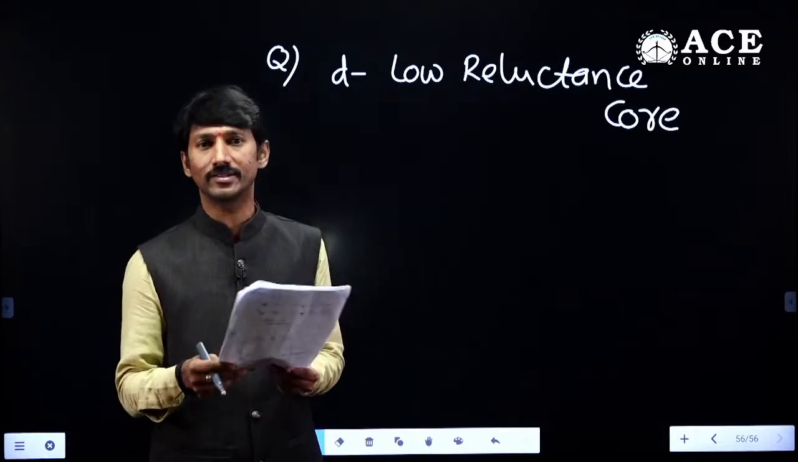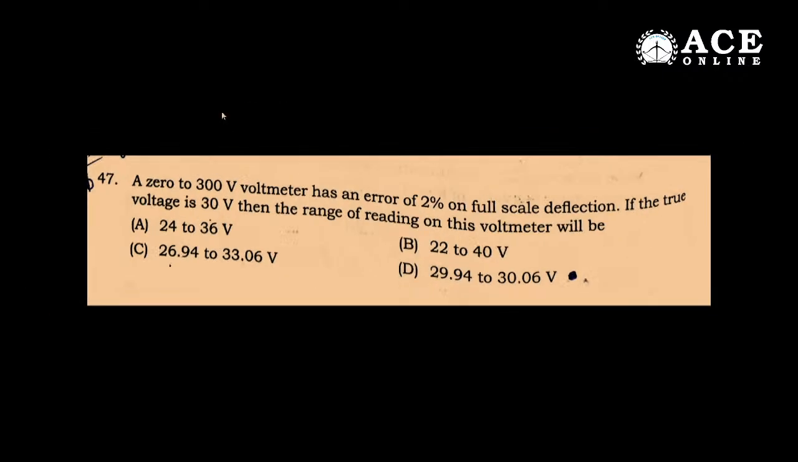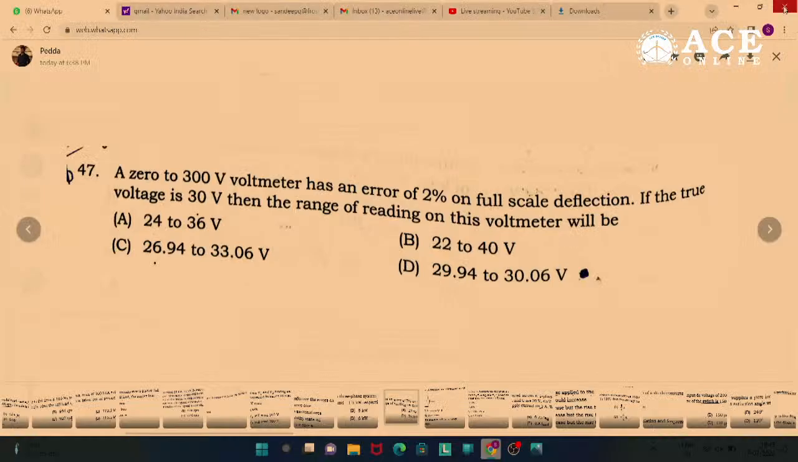This is based on error analysis, and we have done almost all similar model questions in the classroom. A 0 to 300 voltmeter has an error of 2% on full scale deflection. If the true value of voltage is 30 volt, then the range of reading on this voltmeter is? In this type of model we have done many questions in the class. The data I am writing here: full scale value of the device is given as 300 volt, with an error of 2% on full scale deflection.